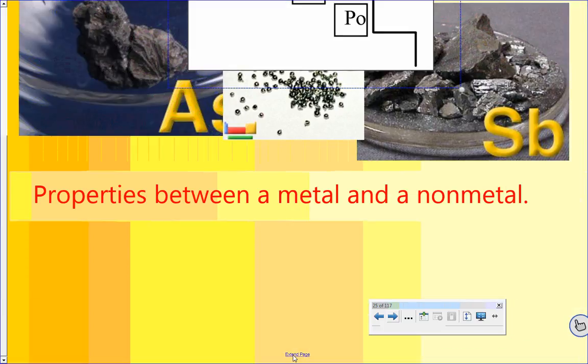Properties are between a metal and a nonmetal. So a lot of these elements we're going to find in the lab do some things that we expect metals to do. For example, we'll look at a sample of silicon, which will conduct electricity a little bit. However, if you were to hit it with a hammer, it's not going to be malleable. So these properties are intermediate between a metal and a nonmetal.